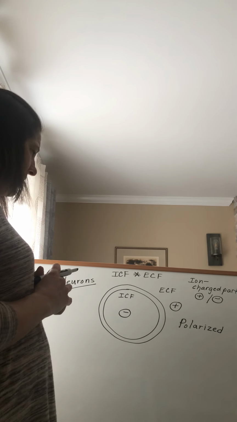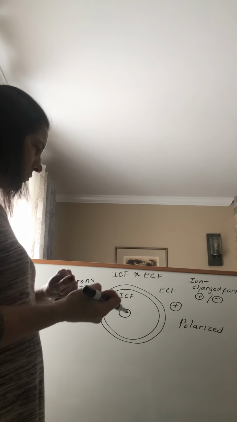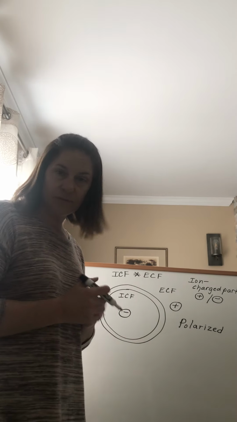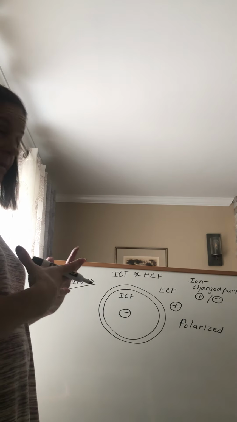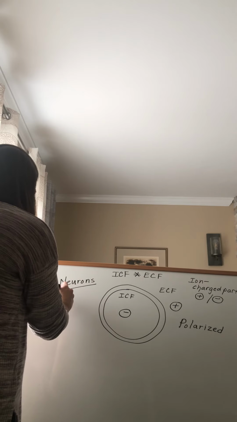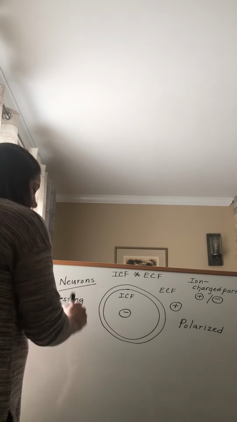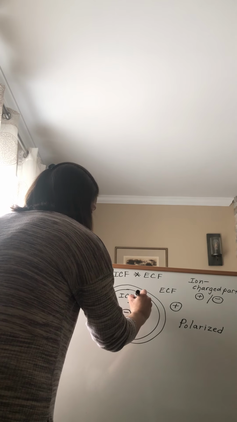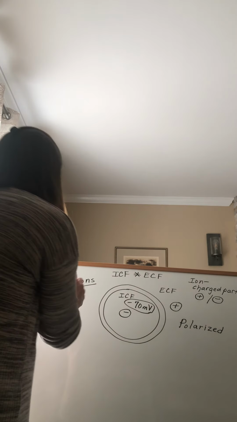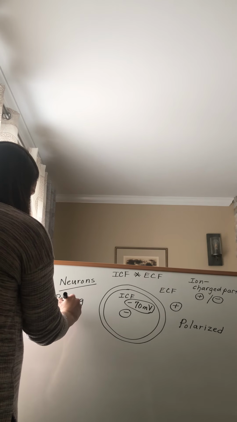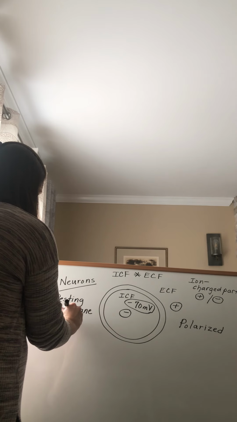So when a cell is stimulated, we are going to depolarize it. We're going to remove the charge difference across the membrane, okay? But when a neuron, for example, is at rest, it's polarized. This is called its resting state. We remember that negative 70 millivolts was its resting membrane potential. And we can tap this potential energy to do something.